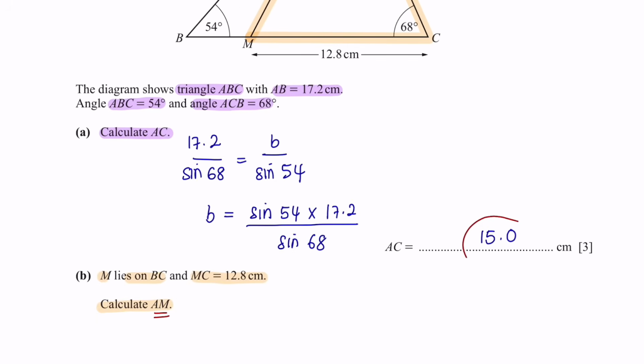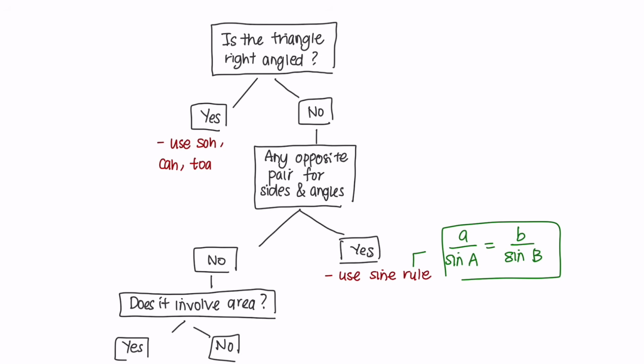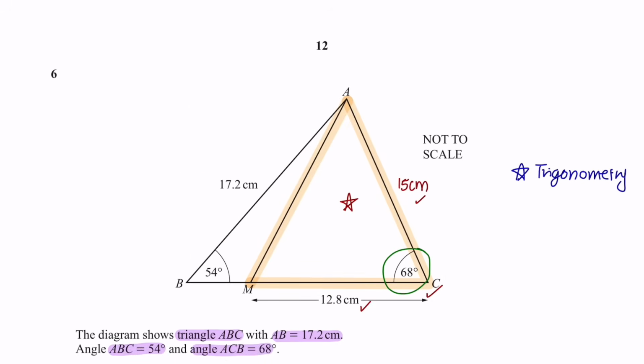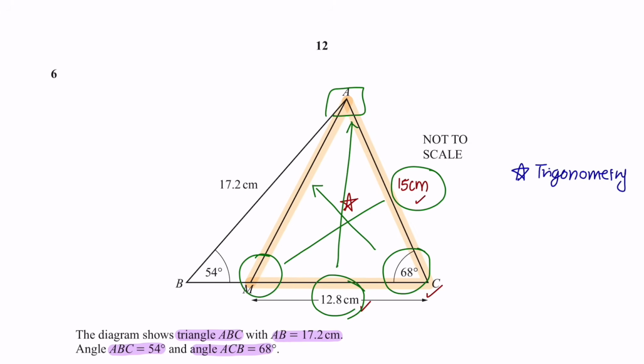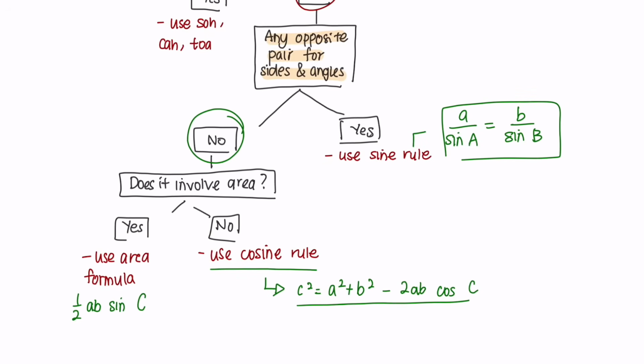From part 1, we know that AC equals 15 centimeters. So we have two sides and one angle. To check which rule we are going to apply, let's ask these questions. We're going to look for any opposite pair of sides and angles. We've got angle 68, but we don't have an opposite pair of side. We have got side 12.8, but no opposite angle. We have got side 15 centimeters, but no opposite angle, meaning that we do not have any pair of sides and angles. Next, we'll check if this involves area. No, as we're looking for the side. So we're going to apply the cosine rule.